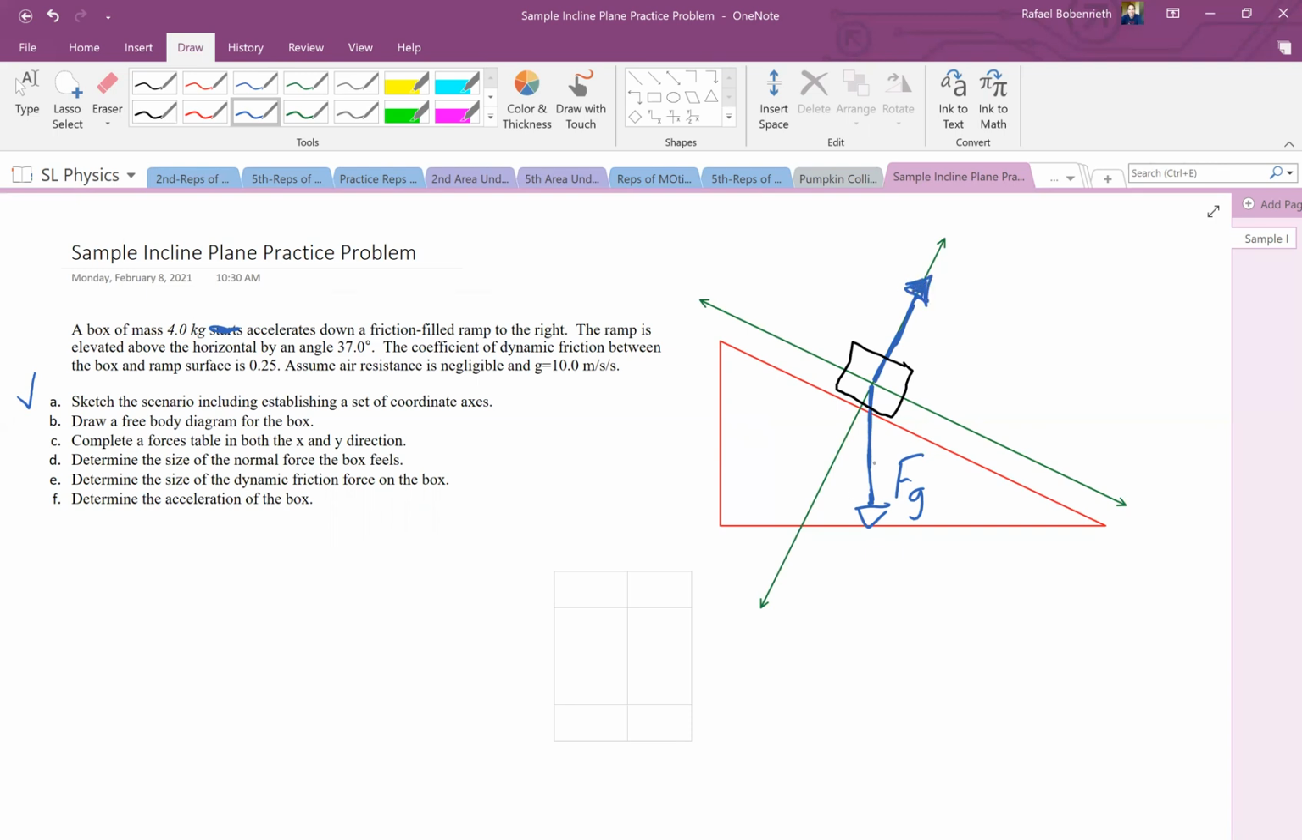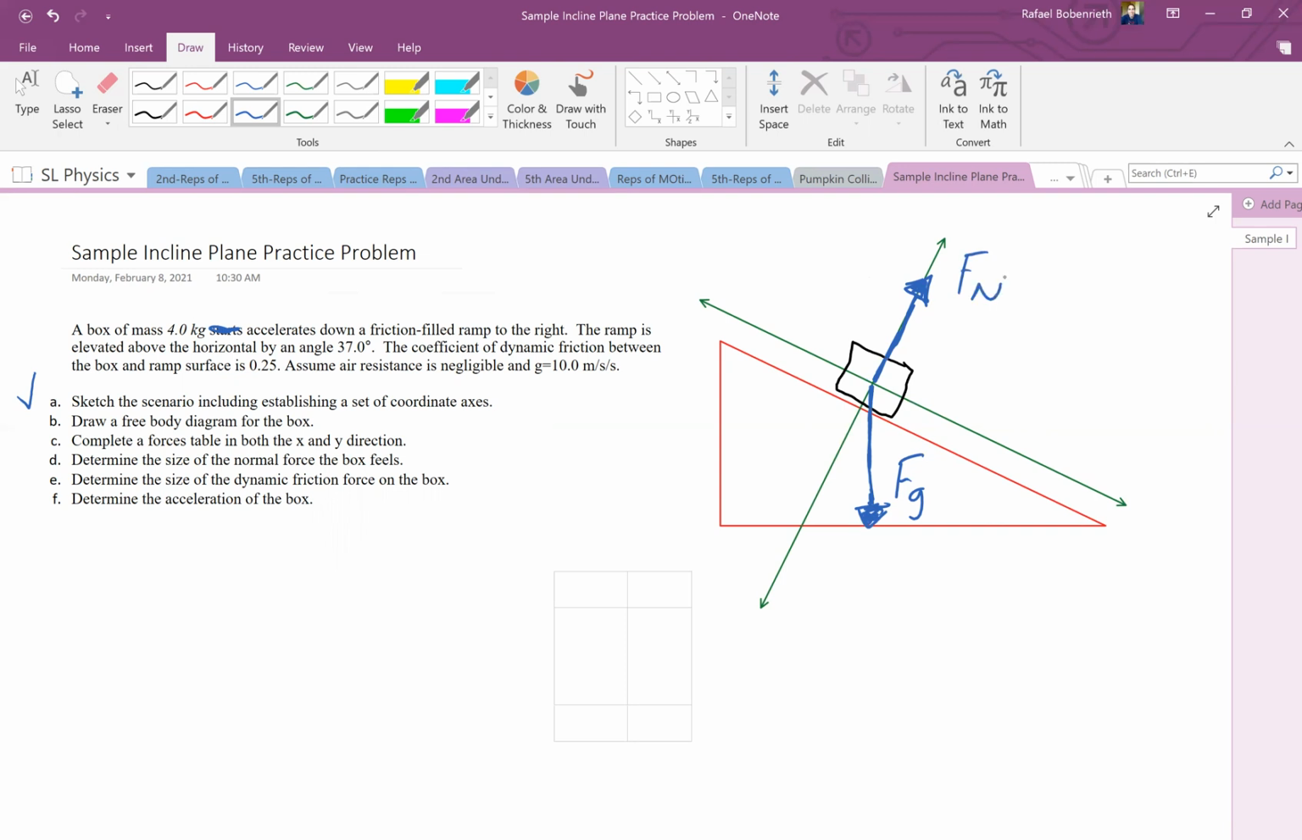Oftentimes I see students not draw it this way. They often draw it, say, this way. And you don't want to do that. You don't want to fall into that mistake, because that would be incorrect. So here is the normal force.